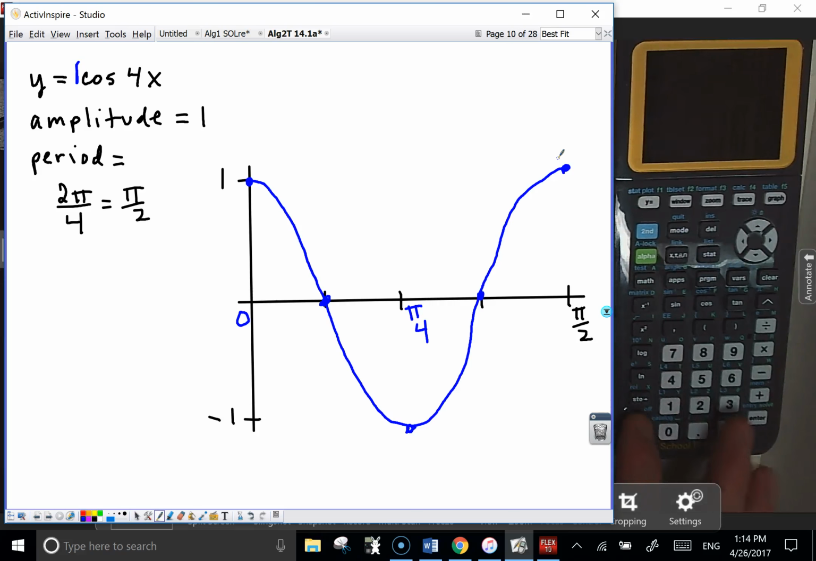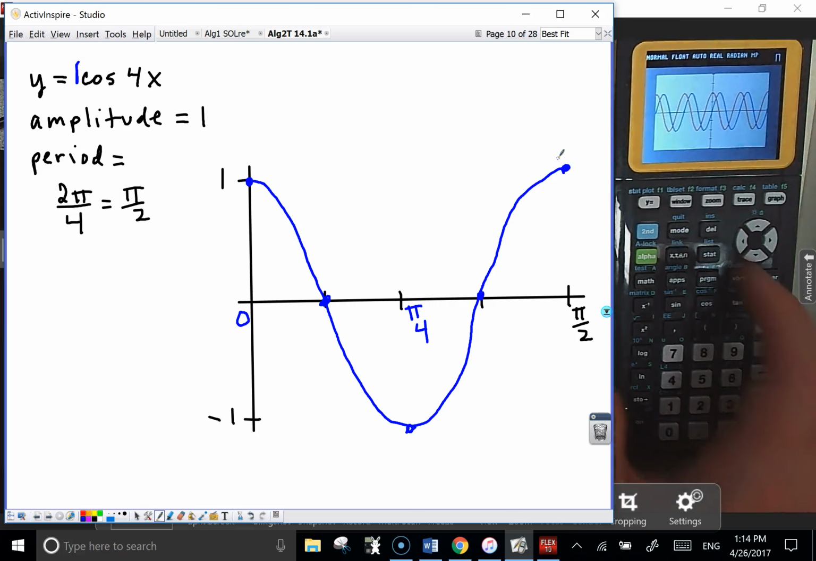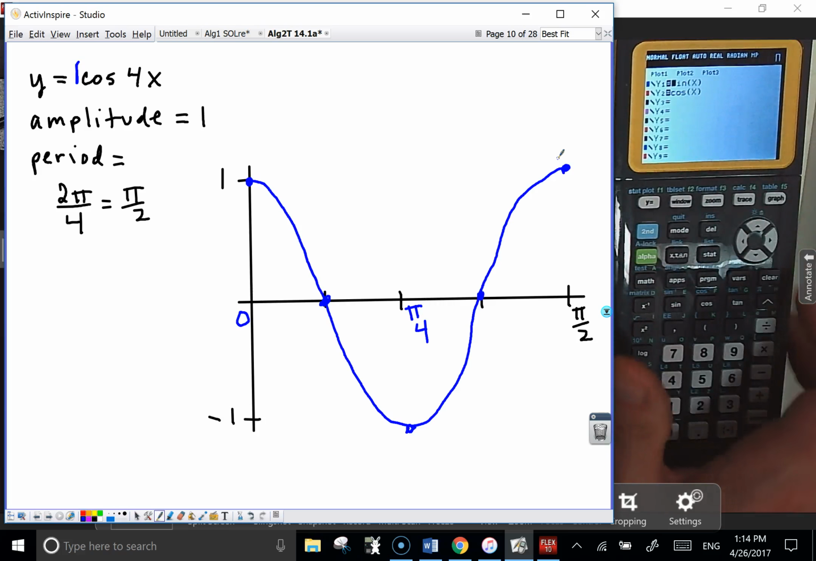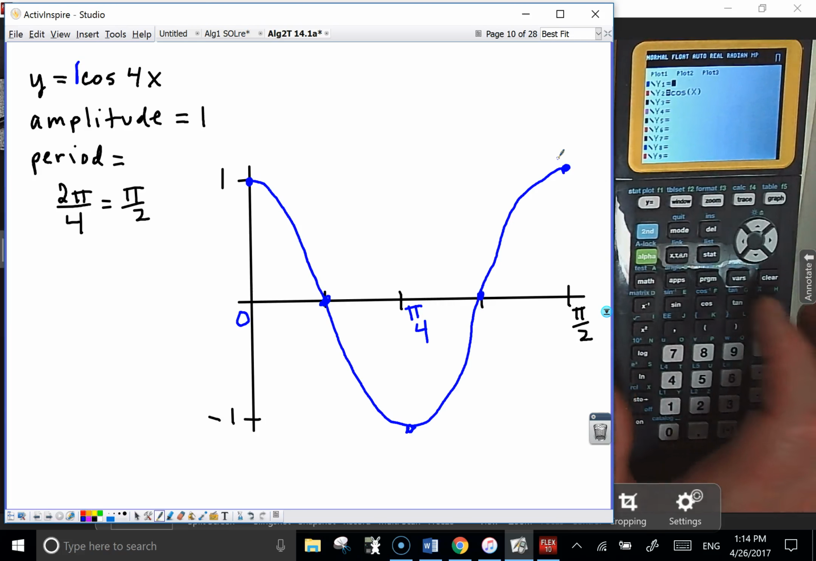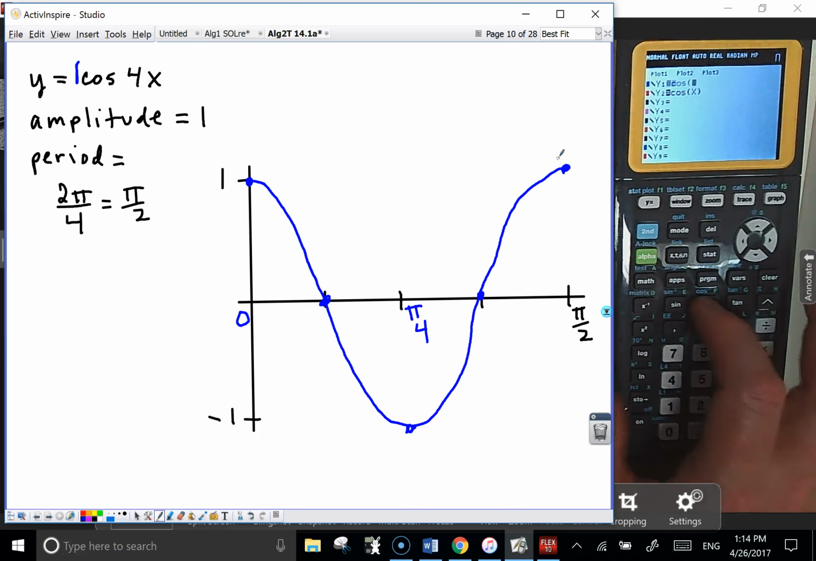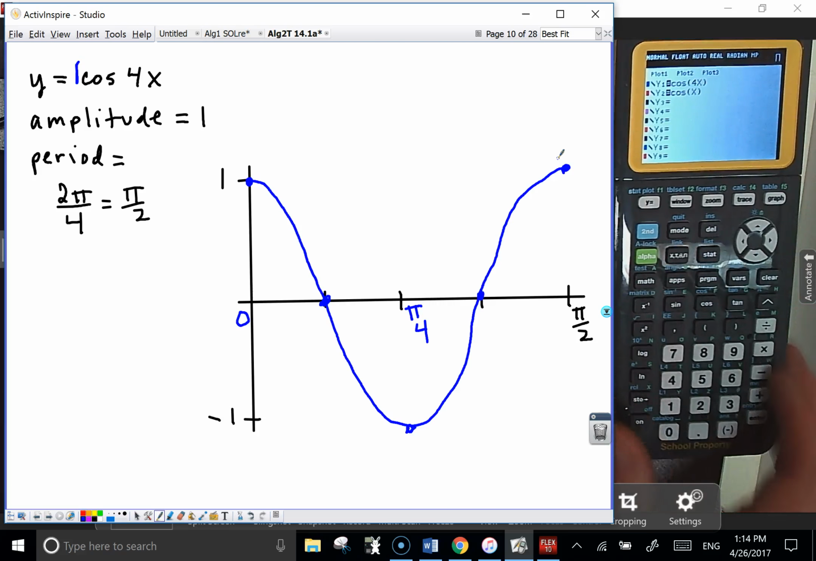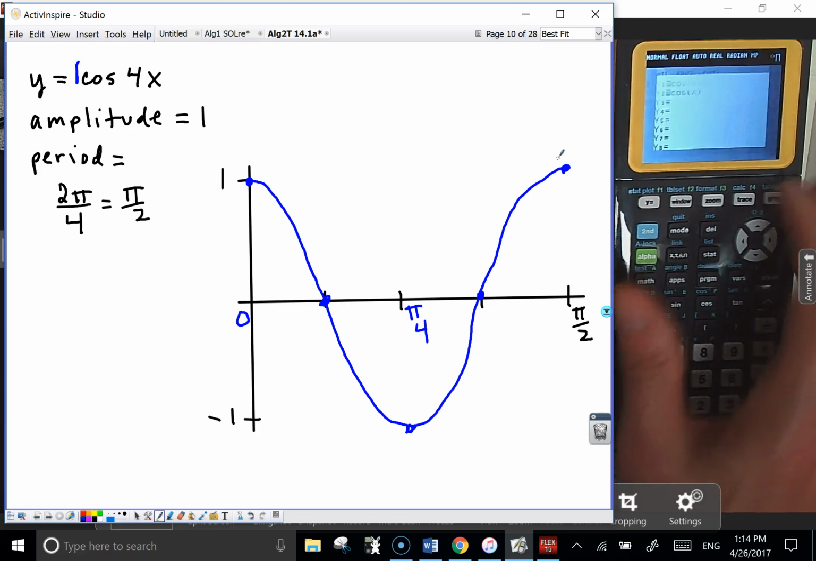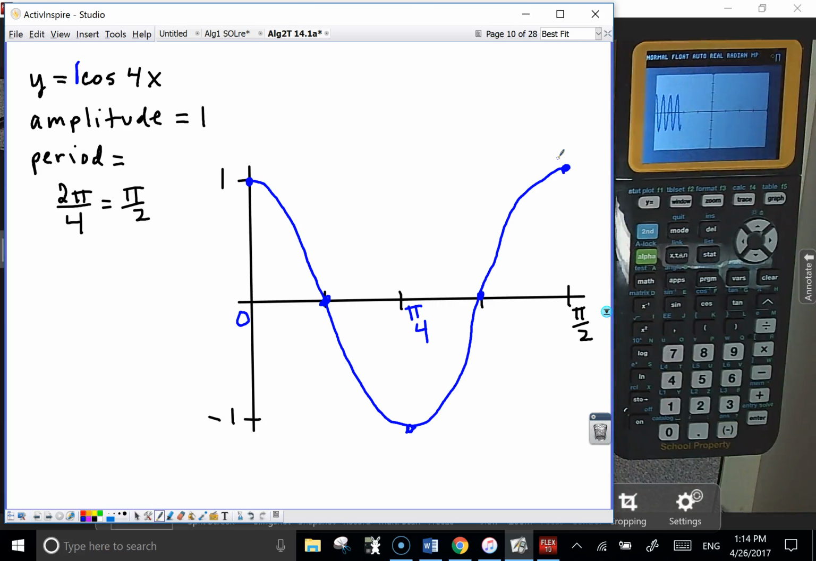Now, I'm going to do this just for grins. Y equals. I'm going to replace the cosine on the first line with cosine of 4x. And then I'm going to hit graph. Because the period is shorter, it's going through those waves much quicker. That's the cosine of 4x, and there's the cosine of 1x behind it.